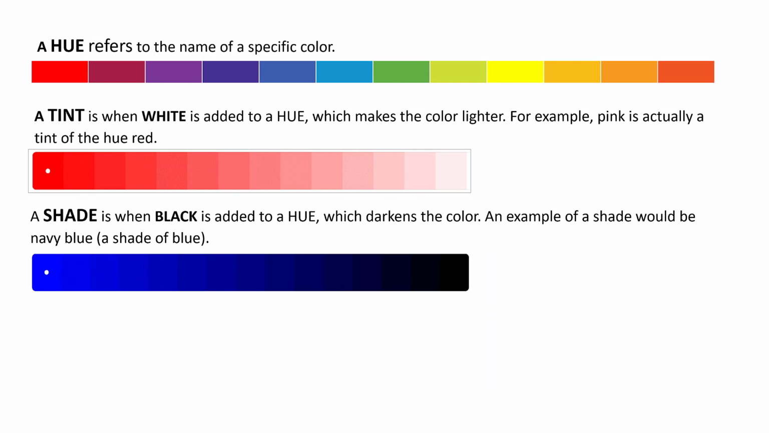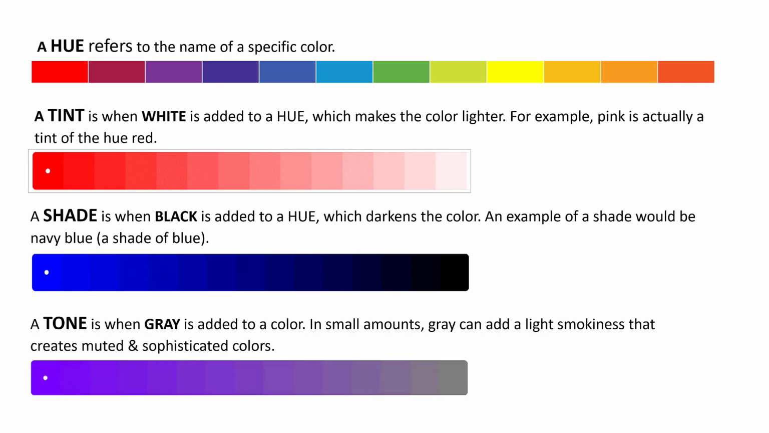Now, I know this seems really technical, and we're going to talk in a minute about how you can help yourself and you don't have to memorize all this, but I want you to understand it. You don't need to memorize it. Just understand that when we talk about a tint, white has been added to the main color, the hue. And when we talk about a shade, black has been added to it. And then there's a third one. A tone is when gray is added.